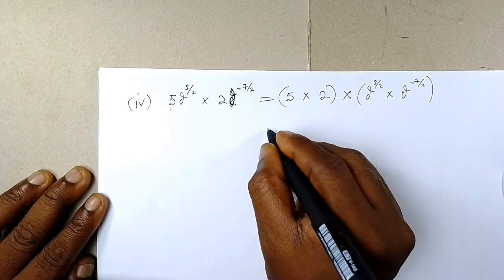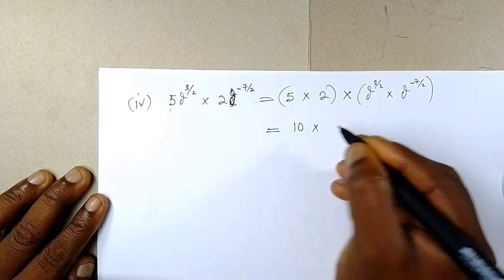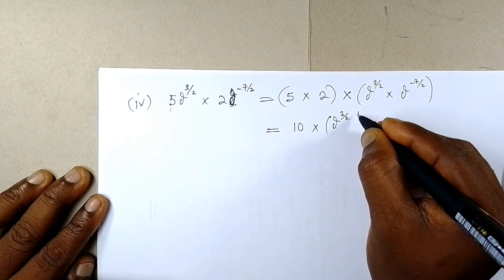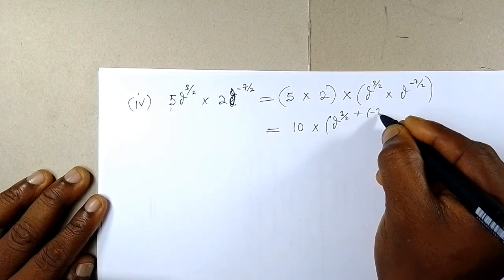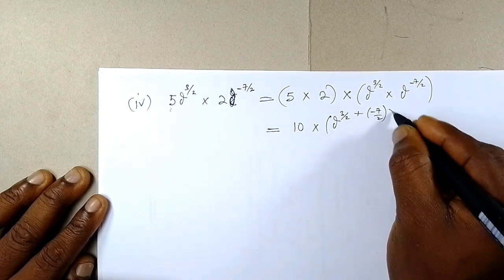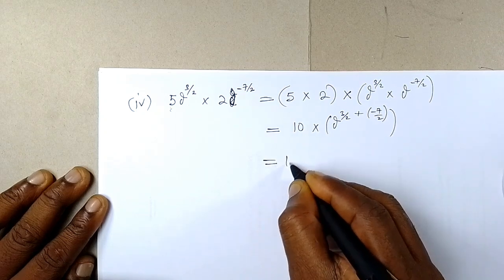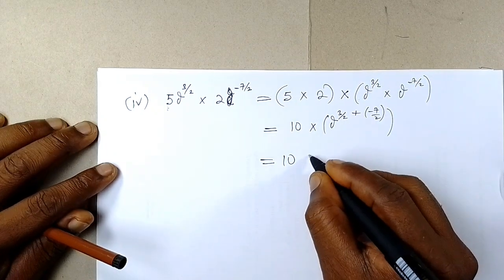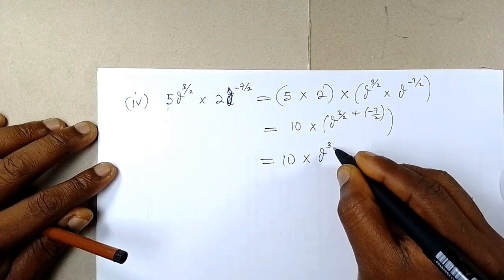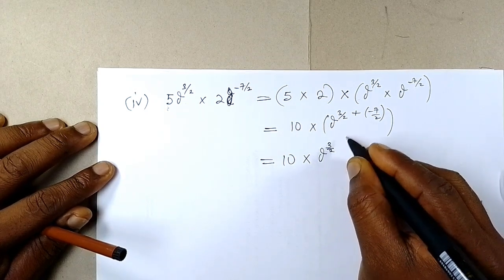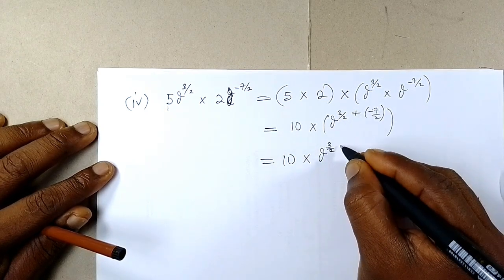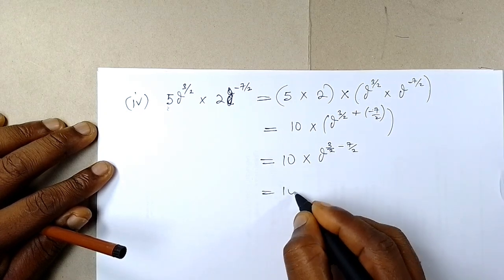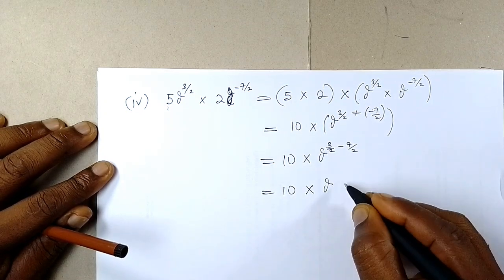Now the next thing I'm going to do is 5 times 2 gives me 10 times, by the addition law, d raised to the power 3 over 2 plus minus 7 over 2 is what I'm going to have here. Since they are the same base, the addition law applies. So this will be 10 times d raised to the power 3 over 2. Plus times minus is minus, so I'm going to have minus 7 over 2. Now this will be 10 times d raised to the power.